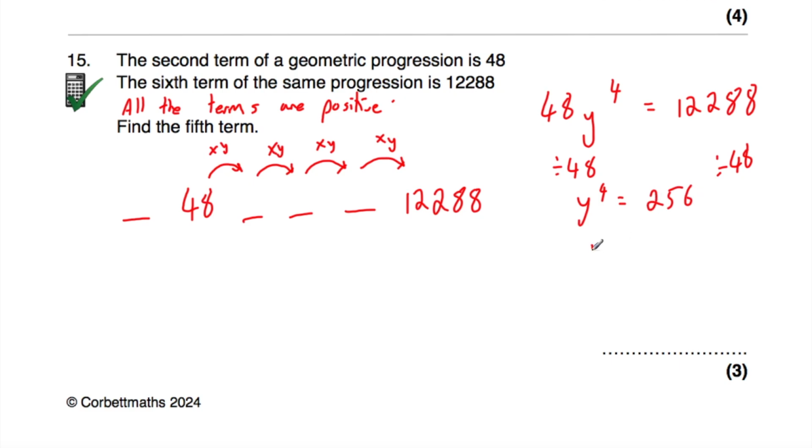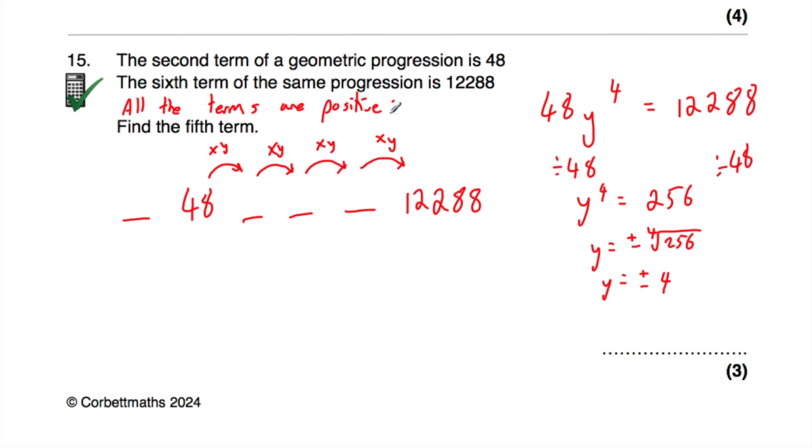of 256. So y is equal to plus or minus the fourth root of 256, which means that y is equal to plus or minus 4, because 4 to the power 4 is 256, or negative 4 to the power 4 is 256. So that means that we're either multiplying by 4 or negative 4.